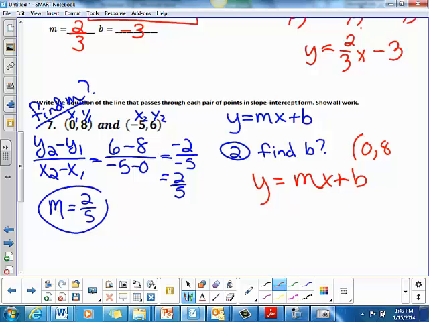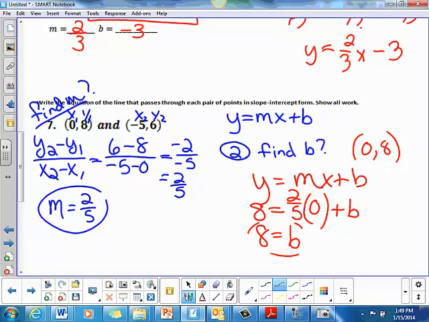So what is the y in this ordered pair? 8. So I have 8 equals, what did we find our slope out to be? Alejandro, what did we say slope was? Good job. 2/5 times, what is the x in that ordered pair? Yeah, 0, and that's the best thing to multiply by. Anything times 0 is 0. So I really find out that 8 equals b.